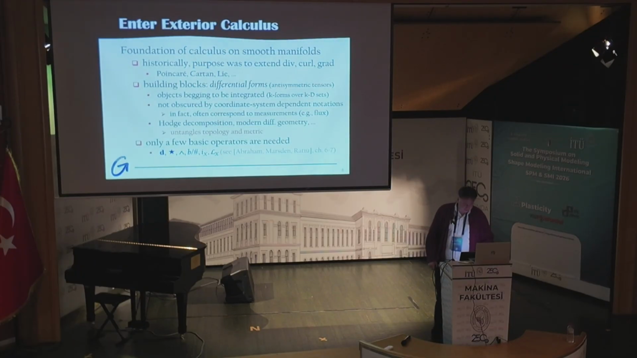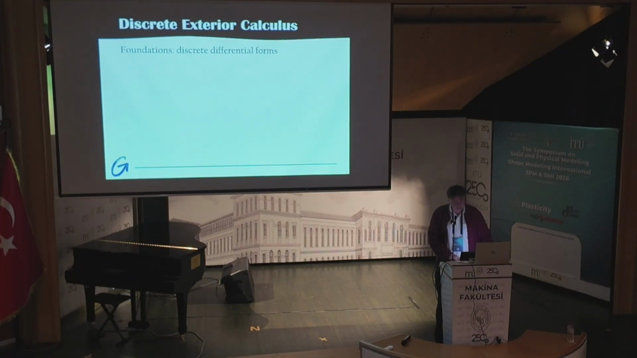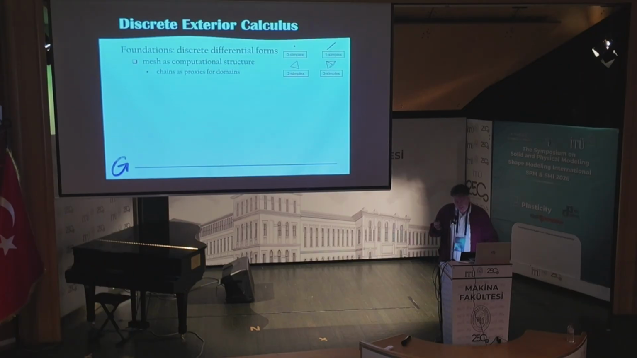And it turns out that it's only based out of 7 basic operators. So that seems like a feasible thing to discretize. So we did this. That's called discrete exterior calculus. Basically, like I said, we use the mesh as a computational structure. So we see, first of all, the simplices of a triangle mesh, let's say. It has been extended to non-simplicial meshes, but let me stick to simplicial meshes.